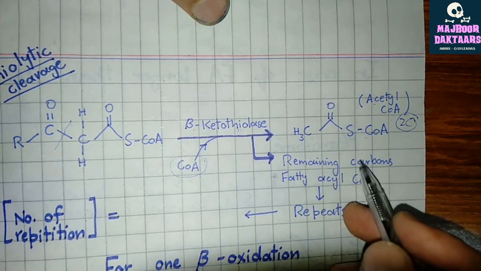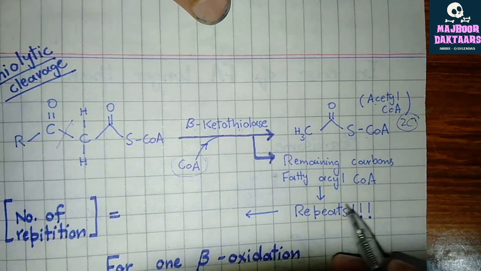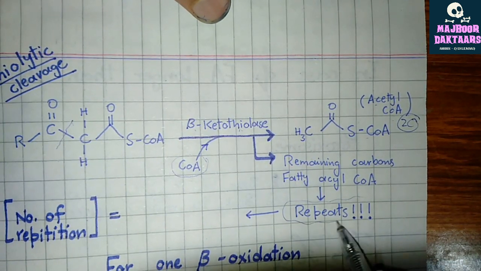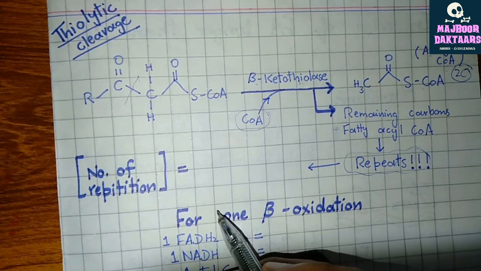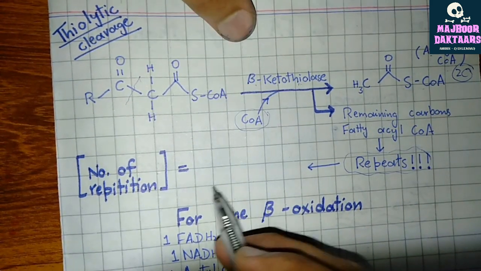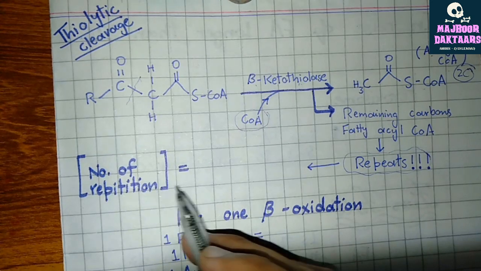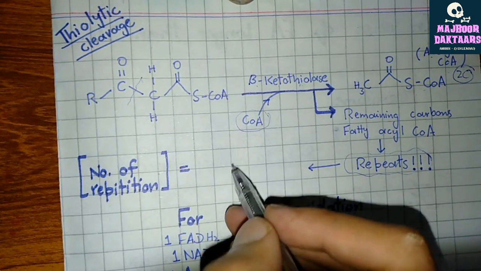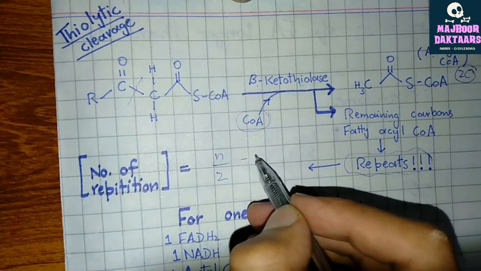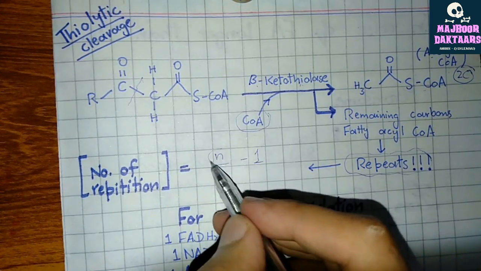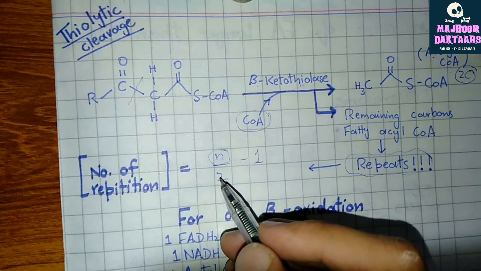So these remaining carbon fatty acyl CoA are repeated again and again into the cycle until we get the final 2 carbon acetyl CoA. Now the number of repetition of a fatty acid degradation is equal to n by 2 minus 1, whereas n is the number of carbon of the fatty acid.